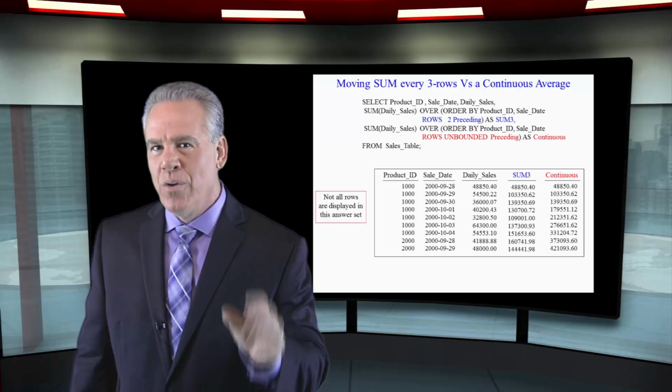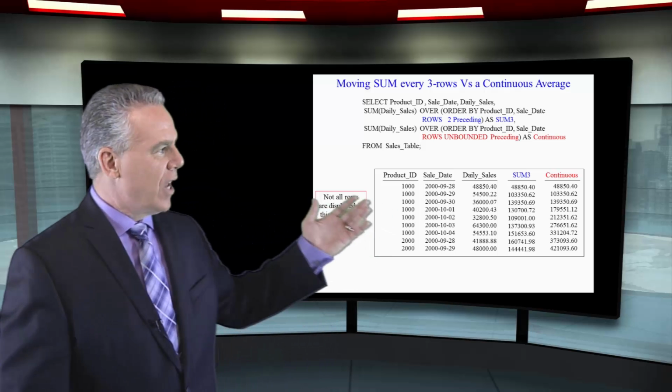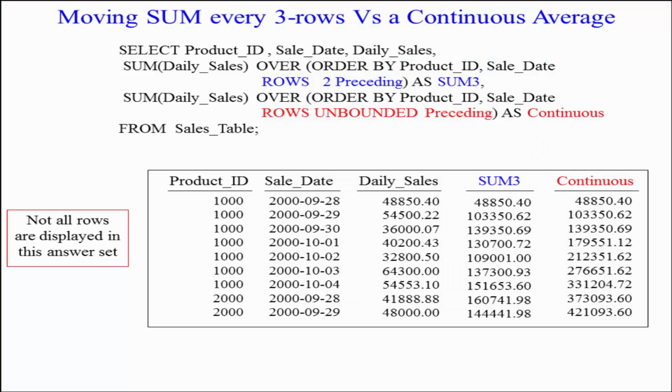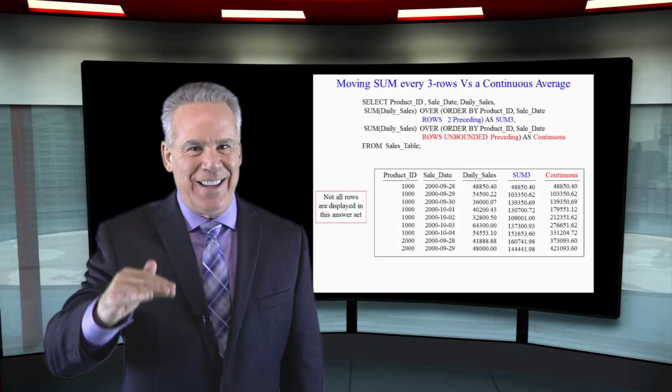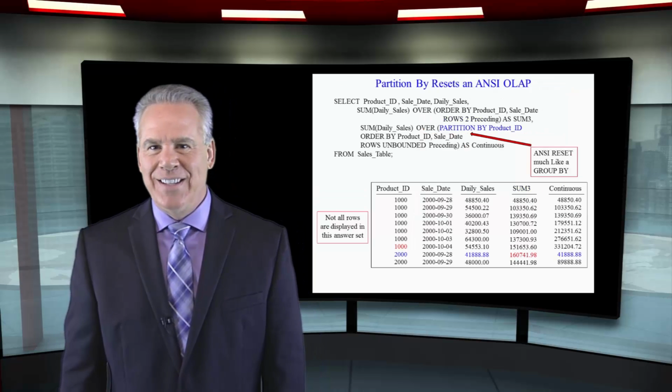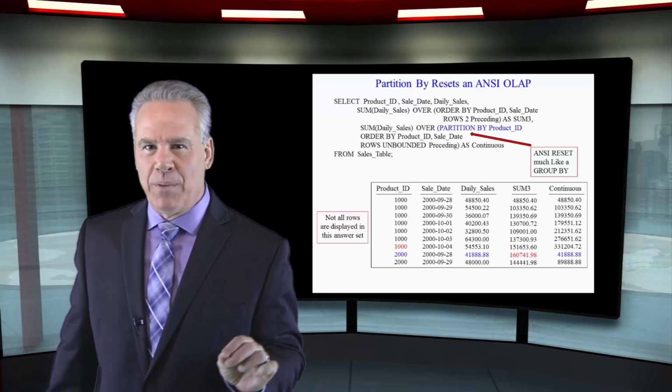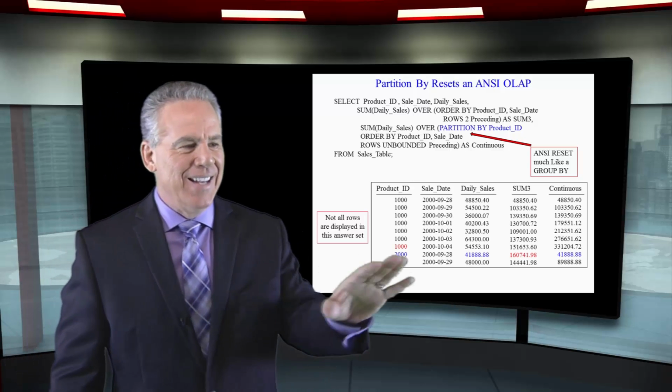We've seen our 2 ordered analytics, and the first has rows 2 preceding, and the next one has rows unbounded preceding. Our first example, rows 2 preceding, is a moving sum every 3 rows. But the second is actually a cumulative sum because it's going to start from the beginning and continue to sum until it gets to the end. This is another great opportunity for you to see the partition by statement. It's beautiful. Take a look.